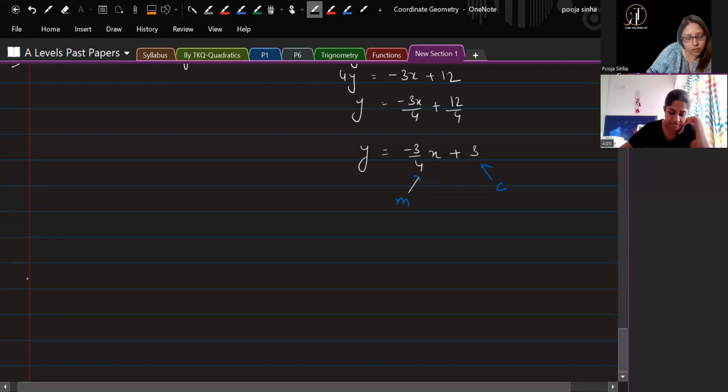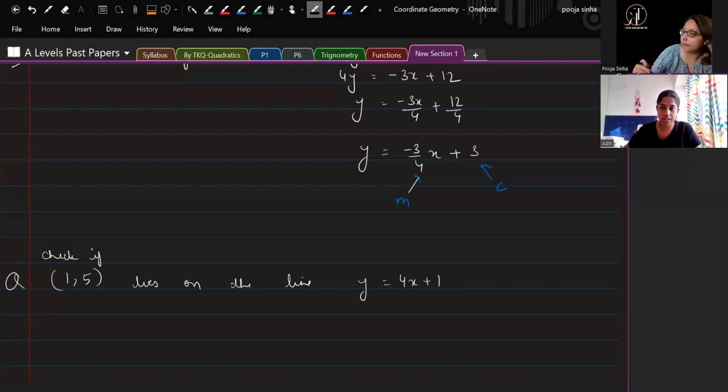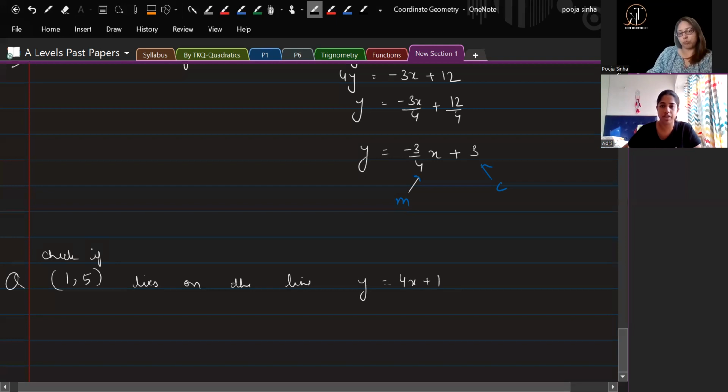Then the next question is, you have to check if the point 1,5 lies on the line y equals 4x plus 1. Check if this. What do you do? Replace the x value in this. So 4 into 1 plus 1. So 4 plus 1 is 5. So y is equal to 5, meaning that this point does lie on the line.